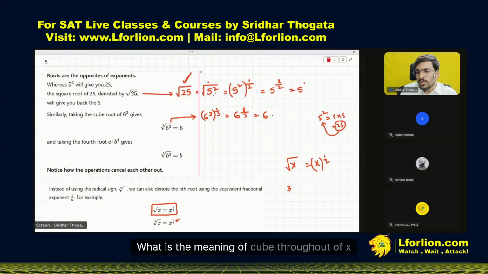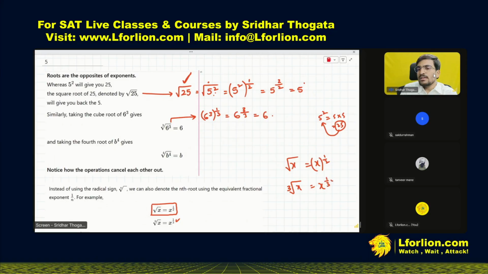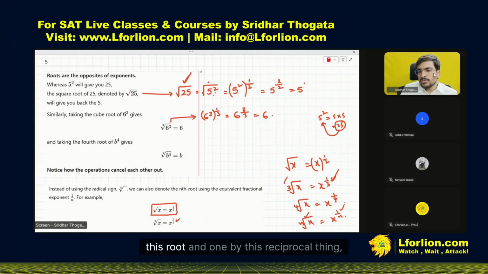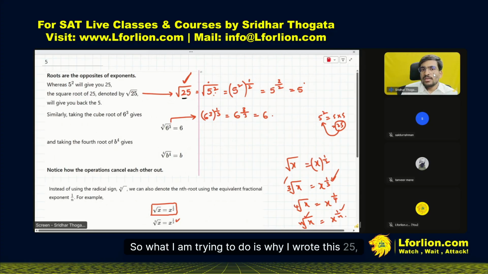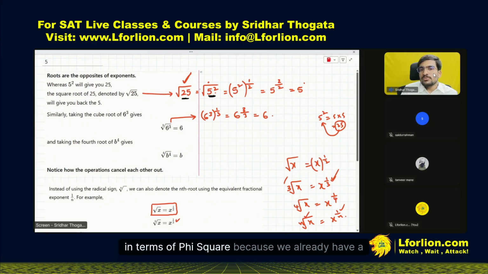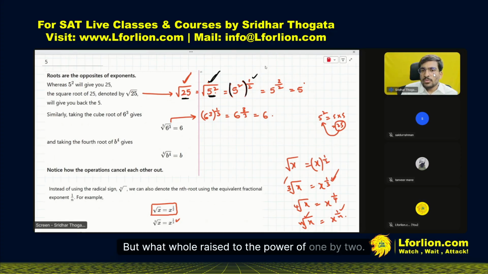What is the meaning of cube root of x? x raised to the power of 1 by 3. It is the fractional exponent. This root or this one, both are the same. If it is fourth root of x, then it's going to be x power 1 by 4. If it is nth root of x, then it is x power 1 by n. This root and this reciprocal thing, the fractional part, both are the same. So why did I write this 25 in terms of 5 square? Because we already have a root. So root is nothing but whole raised to the power of 1 by 2.